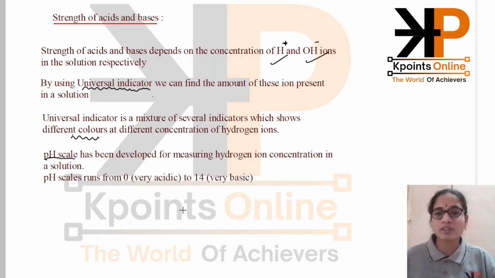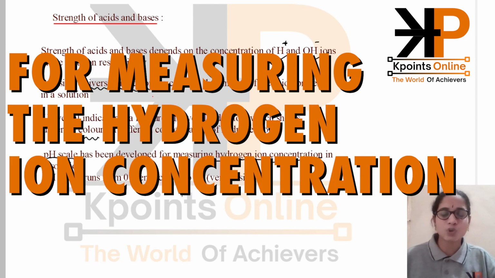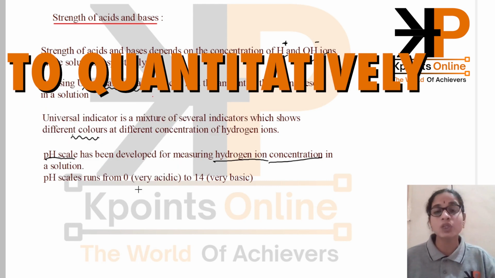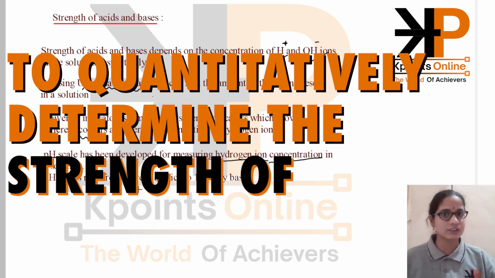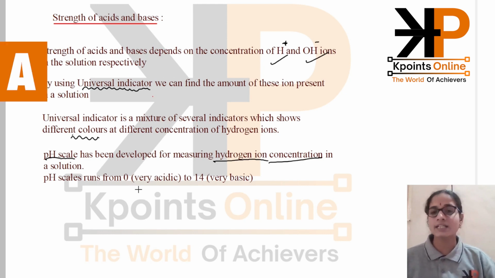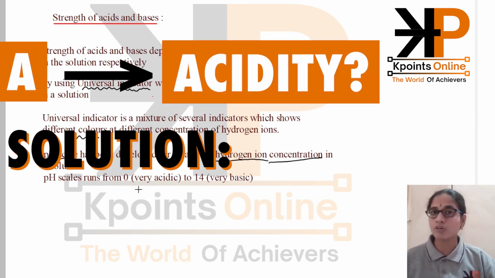The pH scale was developed for measuring the hydrogen ion concentration in a solution. This scale runs from 0 to 14. To quantitatively determine the strength of an acid or base, we must have some scale. If I give you a solution of acid A and ask you to determine its acidity, then I have to compare it with the help of the pH scale.